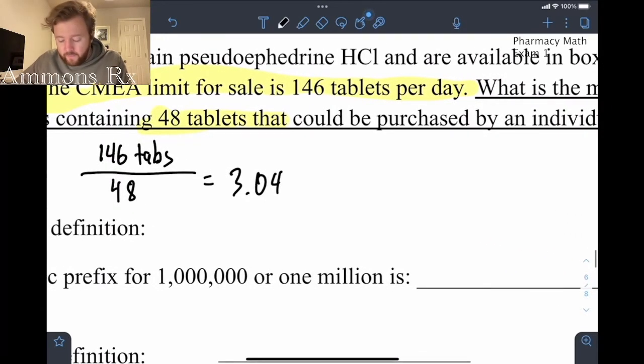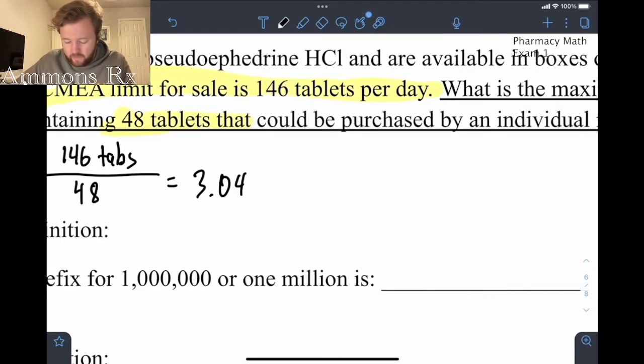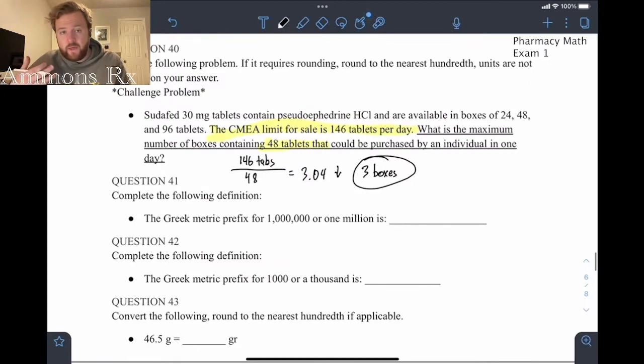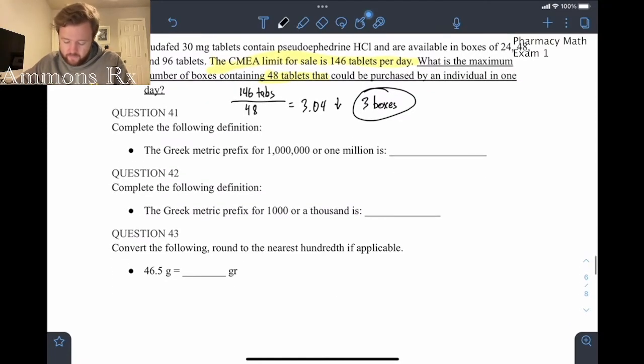So 3.04, like I said in the previous question, we do not round that up. We're going to actually round that down, so that turns into 3 boxes. Very important on problems that you have boxes that you don't give me a decimal, because a decimal of a product, you can't do that.